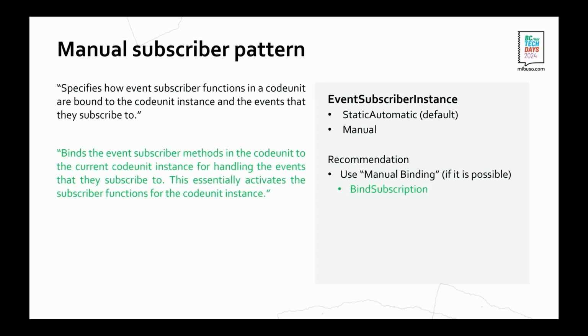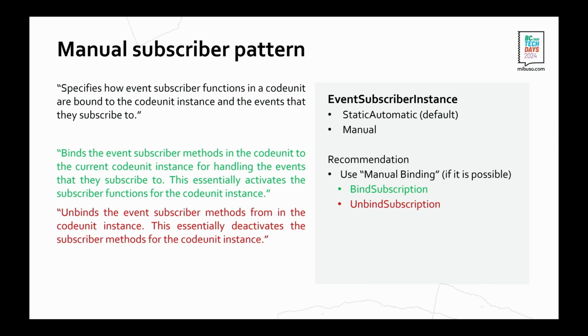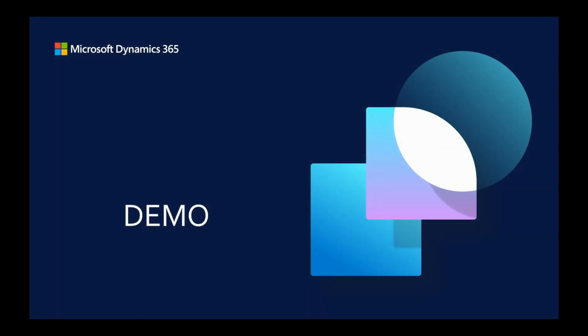To use the manual option, we have two procedures that we need to call. One is bind subscription, which we use for activating the subscribers, and unbind subscription, which we use to deactivate subscribers when the transaction is done. I will show you some very basic example.